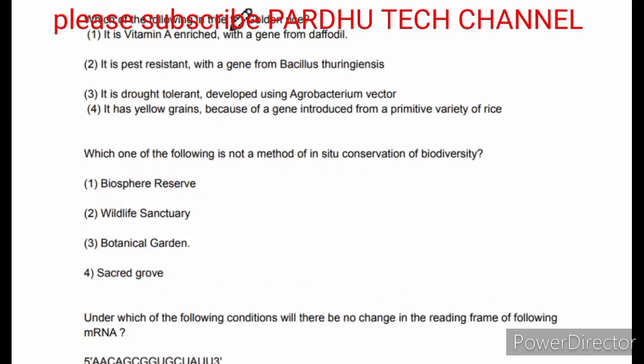Next, which of the following is true for golden rice? Answer is it is vitamin A enriched with a gene from daffodil. Next, which one of the following is not a method of in situ conservation of biodiversity? Answer: botanical garden.